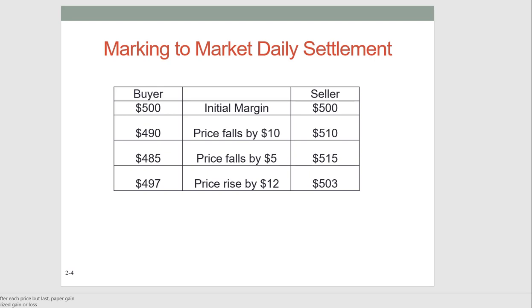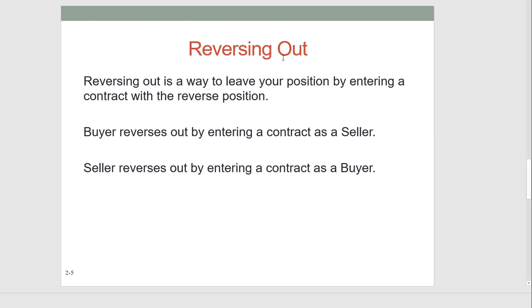Now, what would happen if you wanted to terminate your position? You could do that with the novation contract. Here it's called reversing out. Reversing out is a way of leaving your position and taking your winnings or cutting your losses. And all you have to do is enter into a reverse position, hence it's called reversing out. You're going into a reversing contract, you're getting out of the futures market. If I'm a buyer, the way I reverse out is I enter into a seller contract. If I'm a seller, I reverse out by entering into a buyer's contract.